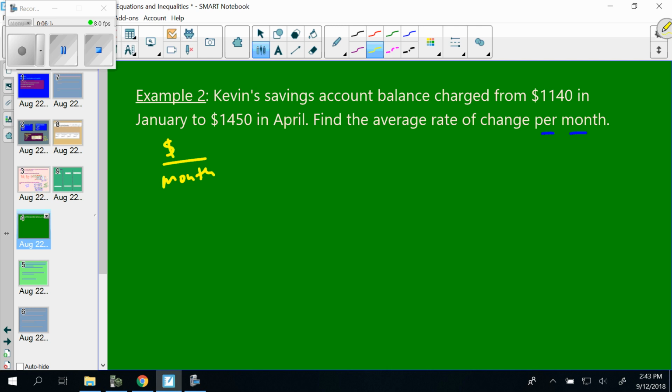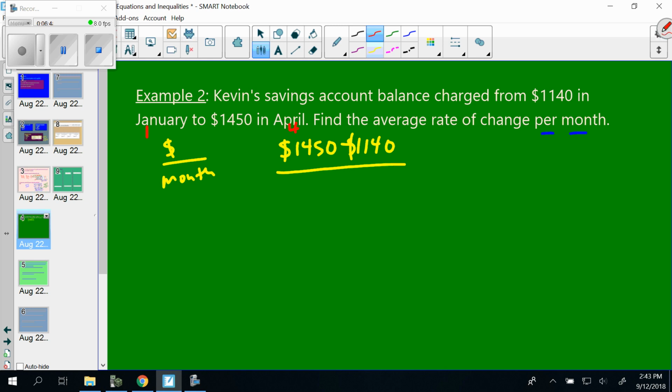So when we're subtracting these, we want the change in the dollar amount on top. Let's subtract the dollar amounts on top here, and then we want the corresponding months on the bottom. Now, the months don't have a number to them, but we could associate them with numbers. Usually we say January is the first month, February the second, March the third, April the fourth month.